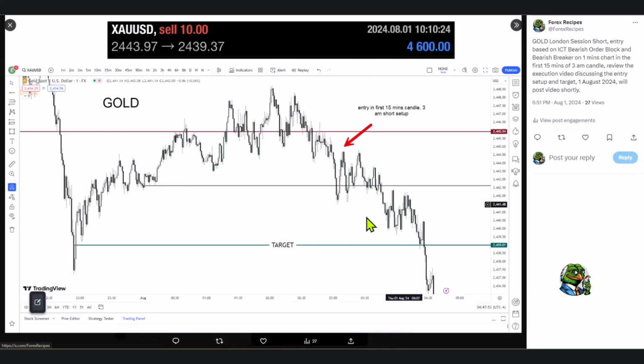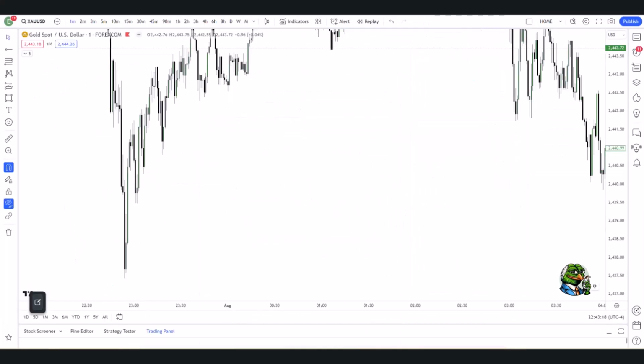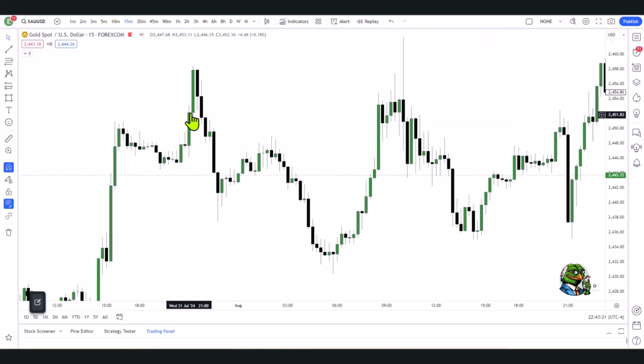Not only was that an entry on a 1 minute, as a refined entry, but the setup was on a 15-minute breaker structure. Okay, we had a pump up, breaker structure in Asia. That entry, right, we've got a breaker structure on a 15-minute time frame in the London session.